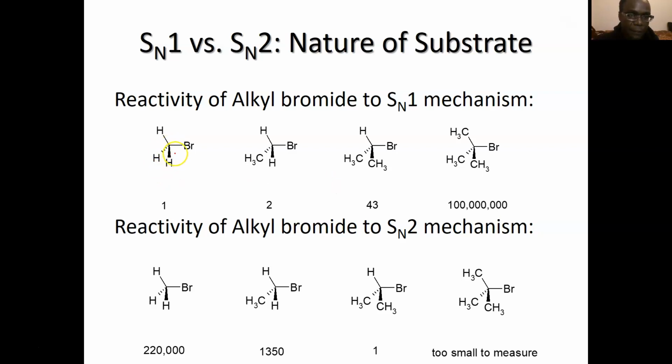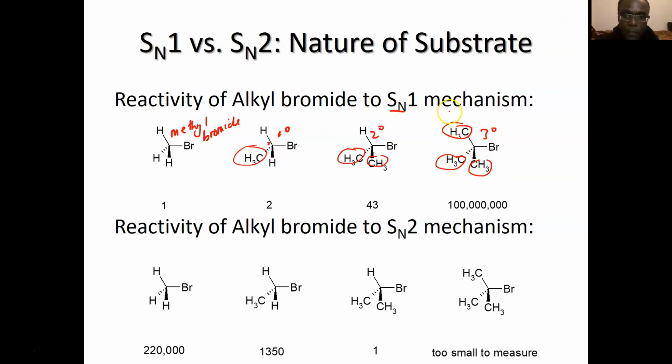This is primary. Let's see, no, this is not primary. This is methyl bromide. Okay, while this one is a primary alkyl halide, because this carbon right here is bonded to one other carbon. This is a secondary alkyl halide. The carbon bearing the leaving group is bonded to 2 others. This is tertiary. The carbon bearing the leaving group is bonded to 3 other carbons.